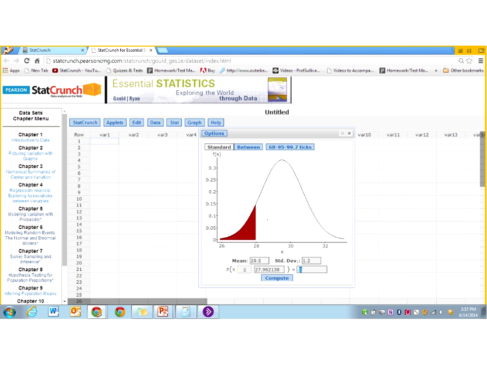So if we want to find seals at the 15th percentile, we put 0.15, compute, and seals at the 15th percentile weigh less than or equal to 25.26 pounds.